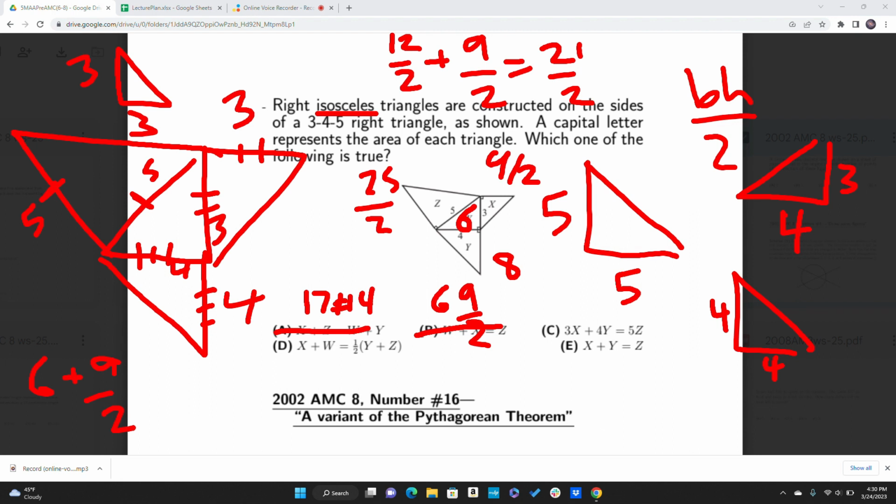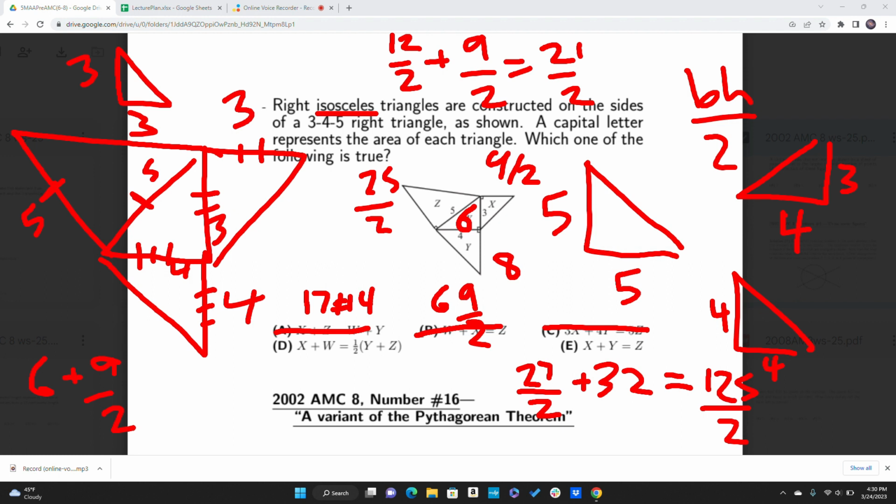Now we've got C. 3x plus 4y equals 5z. Well, x is 9 over 2, so multiplying that by 3 is 27 over 2, plus 4y, y is 8, so plus 32, 4 times 8 is 32, equals 5z. Z is 25 over 2, multiplying that by 5 is 125 over 2. Okay, why don't you take a second to solve for that? Solving that, you'll get 91 over 2 for 3x plus 4y, which is not the same as 5z, which is 125 over 2. So that is also incorrect.